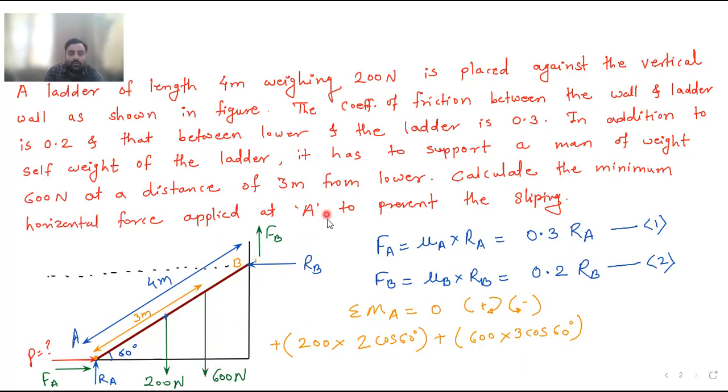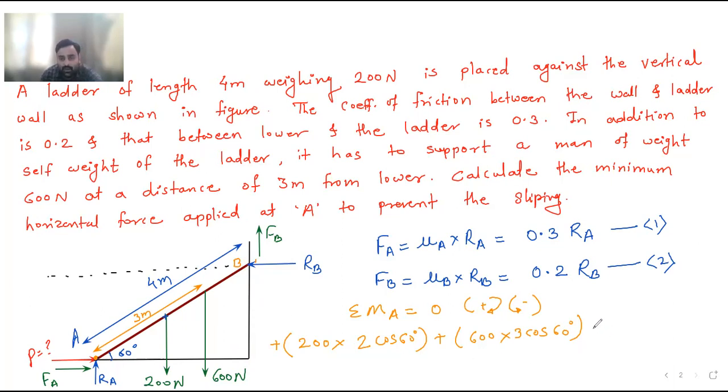So after these two, now what is remaining? This RB. Now to calculate the moment of RB, we should know this distance, because if you extend this line of action, this is the distance of RB. So now we need to calculate this. This is 4 and this is 60 degree. How much will this distance be? It will be 4 sin 60.